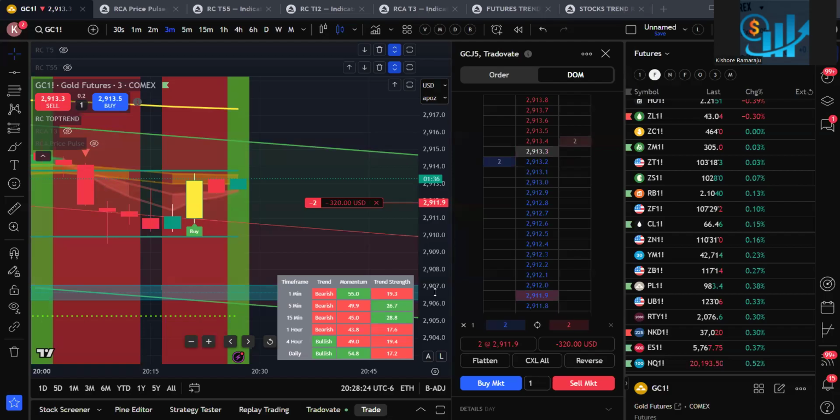So this is also one very good indicator which we used to use, Top Trend. Recently we are using Price Pulse, T3, T5, all these things, but Top Trend is one of the top indicators which we use.